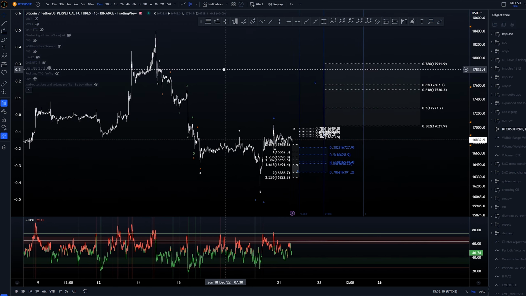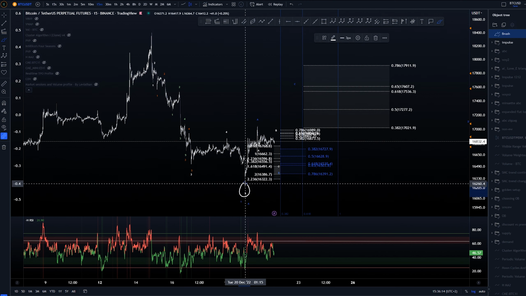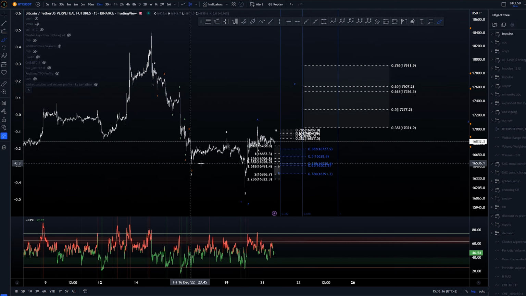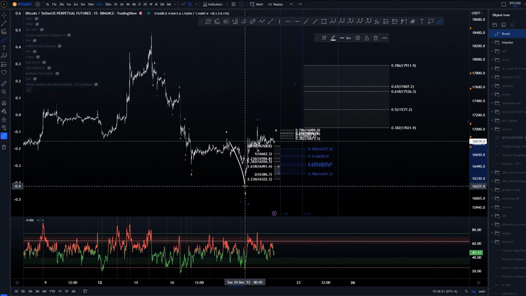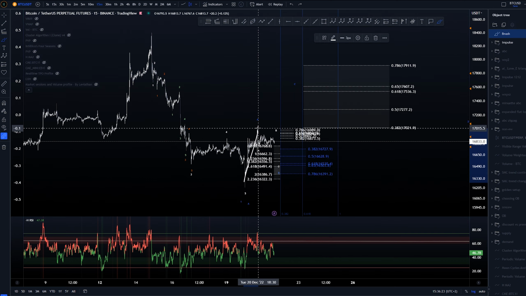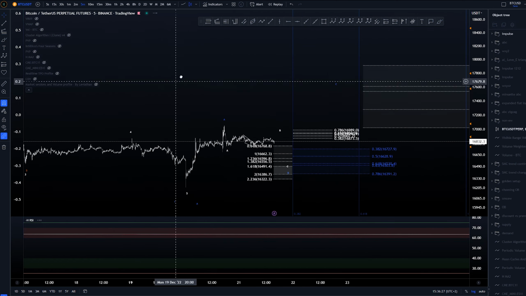Then we have the other scenario, where we had this as a 5-wave structure coming down into these lows as a 5th wave. This weekend's consolidation would be the wave 4, and then this drop would be the 5th, and then we would have another structure upwards. Now let's take a closer look.